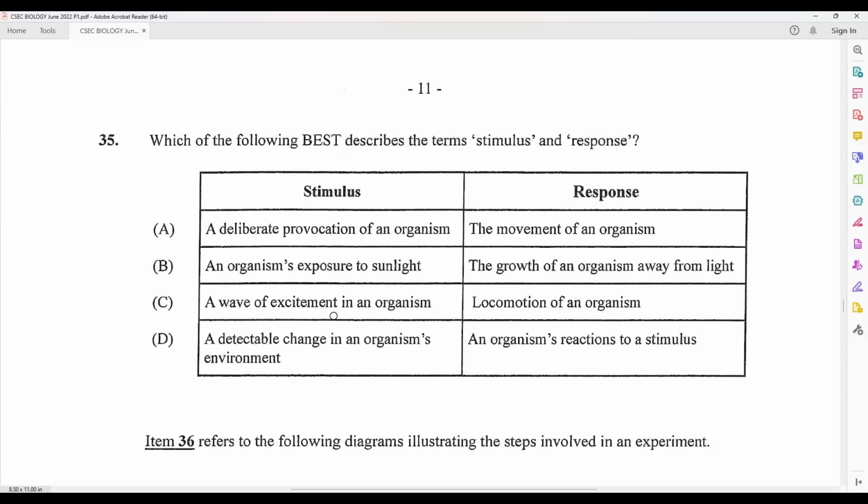35. Which of the following best describes the terms stimulus and response? Stimulus is a change in the environment, and the response is the reaction to the change, how you react to it. So looking at the answers, D: a detectable change in an organism's environment, an organism's reaction to a stimulus.